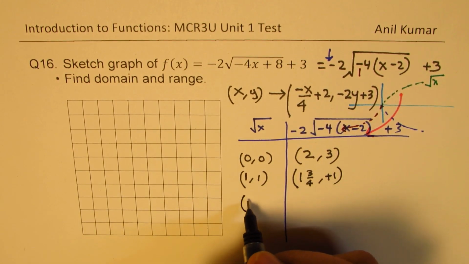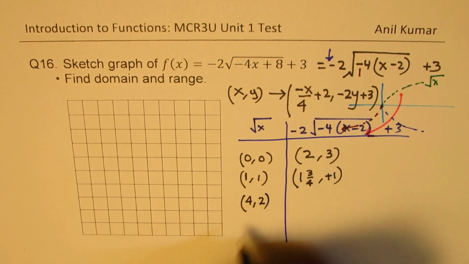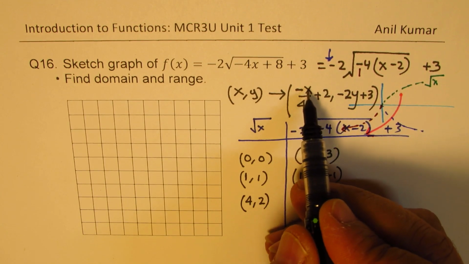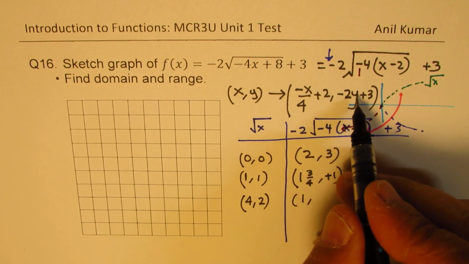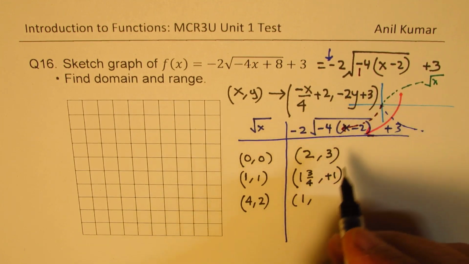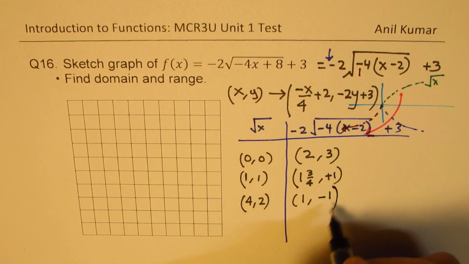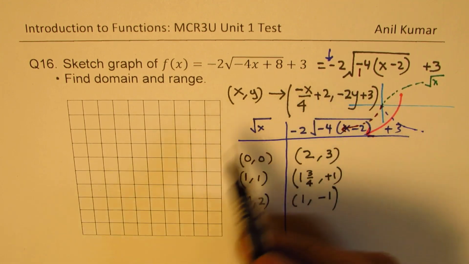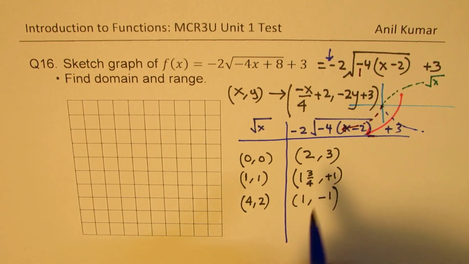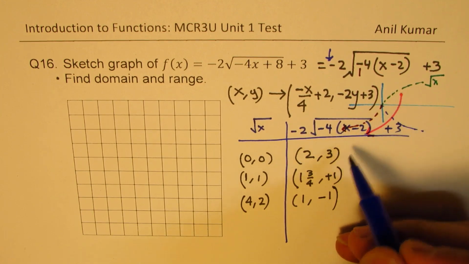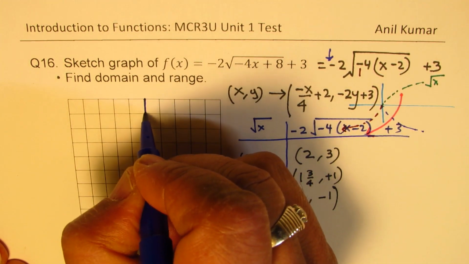Okay, so let's take a point which is 4 and square root of 4 is 2. So if I substitute 4, we get -1 plus 2, so we get 1 here. And 2 minus 4 plus 3 is -1, correct? So we get these points. So these are good enough points to begin with. So let me just draw the axis and then we'll sketch the graph. So we are looking for this kind of a graph. So let me just draw axis kind of like this.